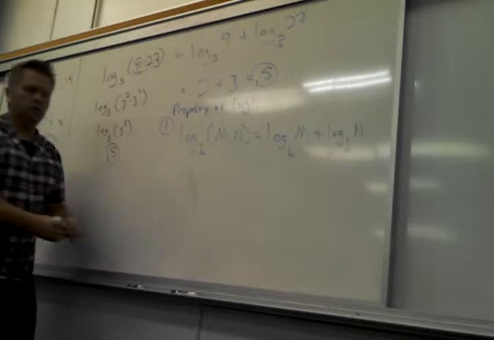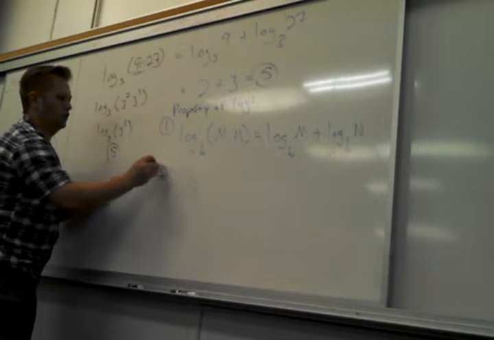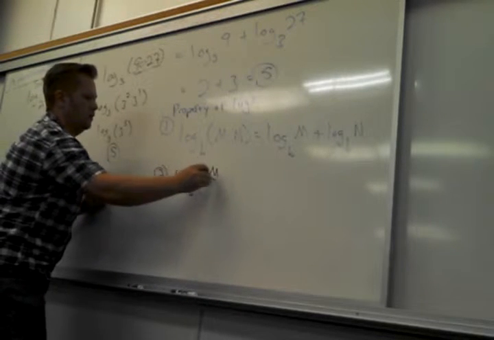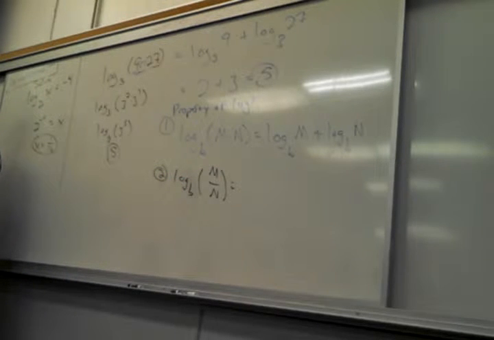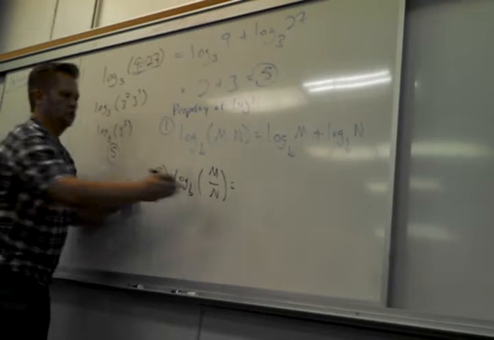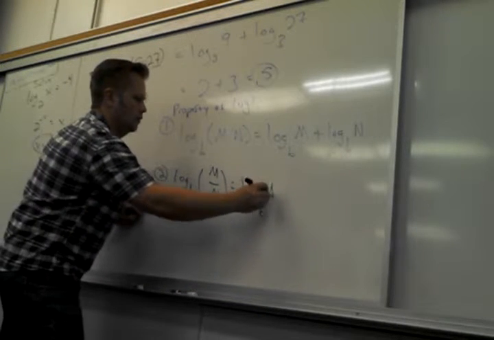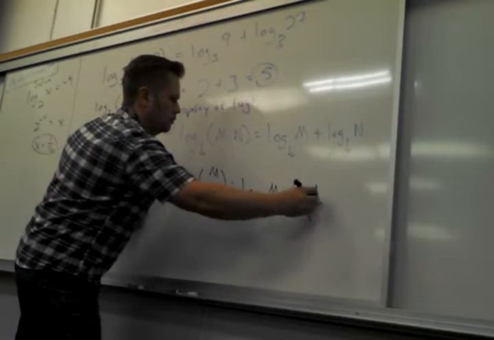Alright, so that's the first rule. Second rule comes right after that. What do you think you do if it's log base b of m over n? Yeah, you subtract when you divide. You subtract the powers when you divide, right? So this will be log base b of m minus log base b of n.